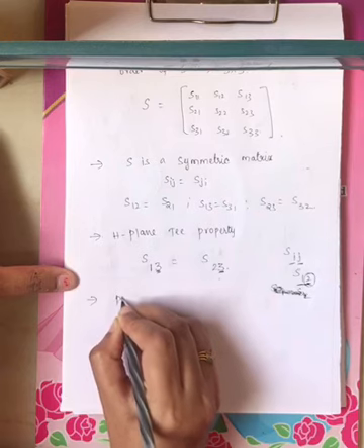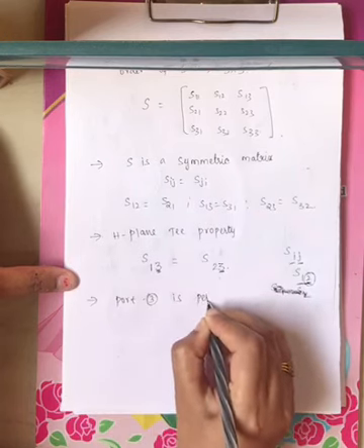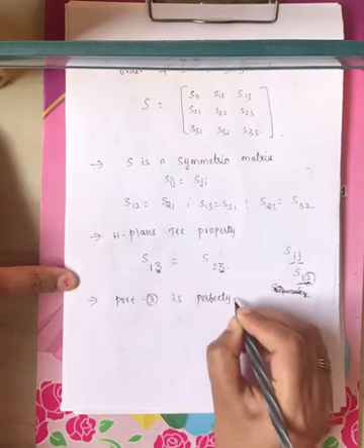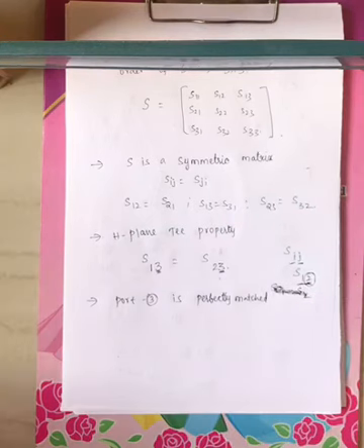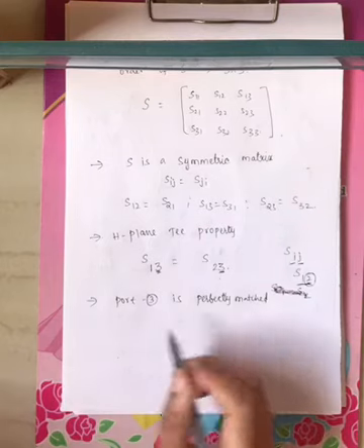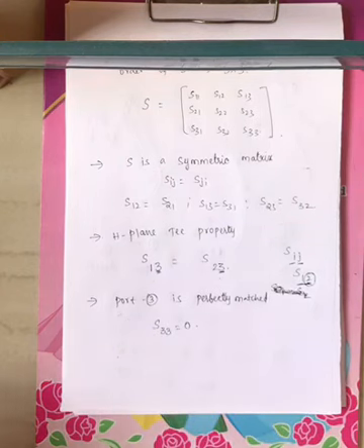Now coming to another property: port 3 is perfectly matched. What is the meaning of perfectly matched? ZL equals Z0. When a particular port, port 3, is perfectly matched, you won't get any reflection from that port or transmission line, right? When port 3 is perfectly matched, what is the value of S33? 0, right?